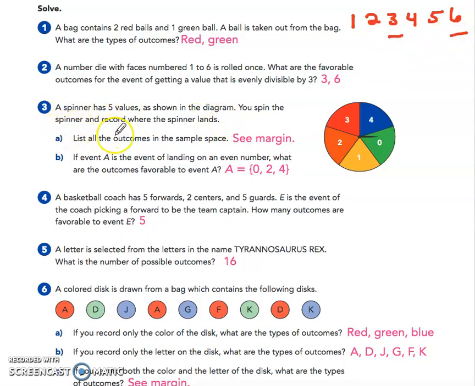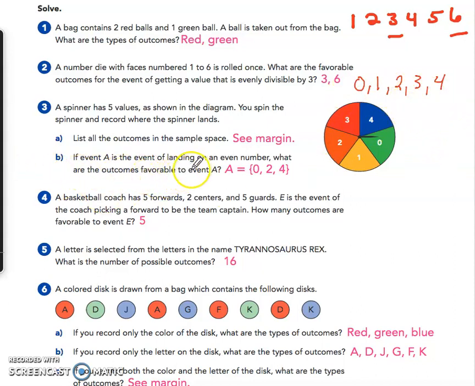Number 3, a spinner has 5 values as shown in the diagram. You spin the spinner and record where the spinner lands. List all the outcomes in the sample space. So all the outcomes are what you can get. You can get a 0, a 1, a 2, 3, or a 4. Those are all the outcomes.